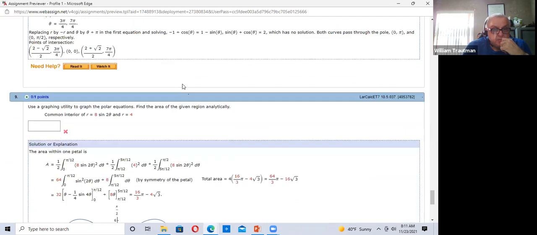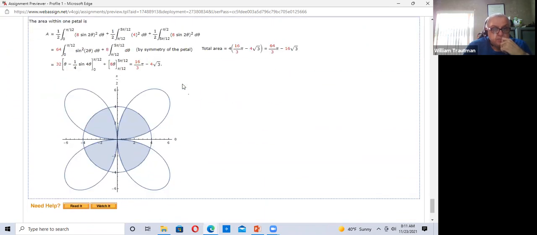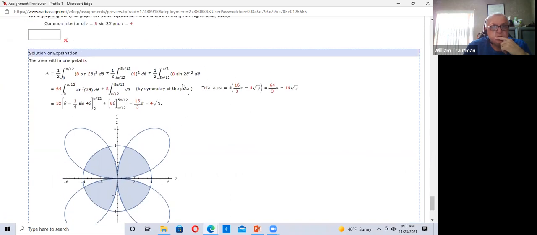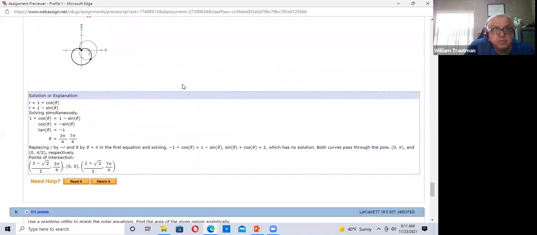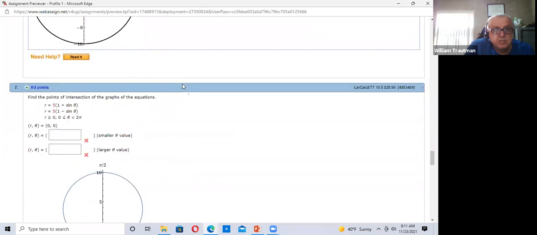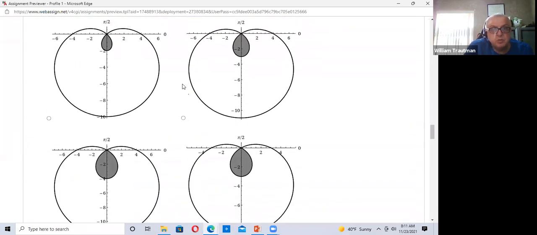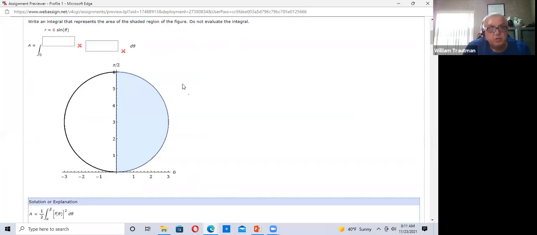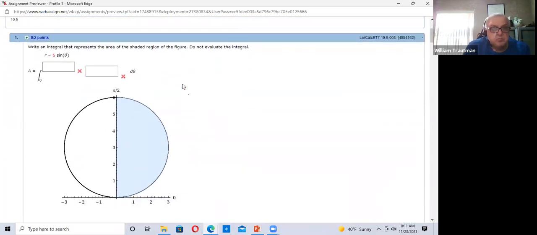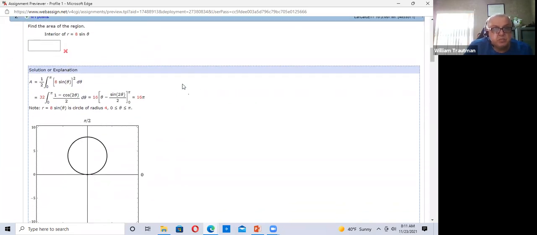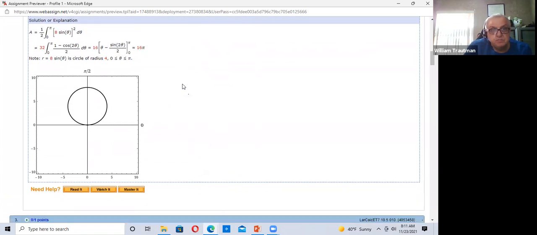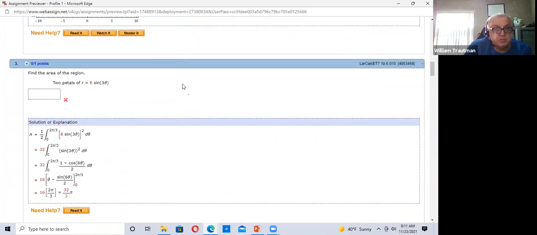And I'm not too worried about the problems that say use the graphing utility. I think on a test, if I put a question down for 10.5, it'd more than likely be like question 2, area of a region. It would be something like question 2 or question 3.